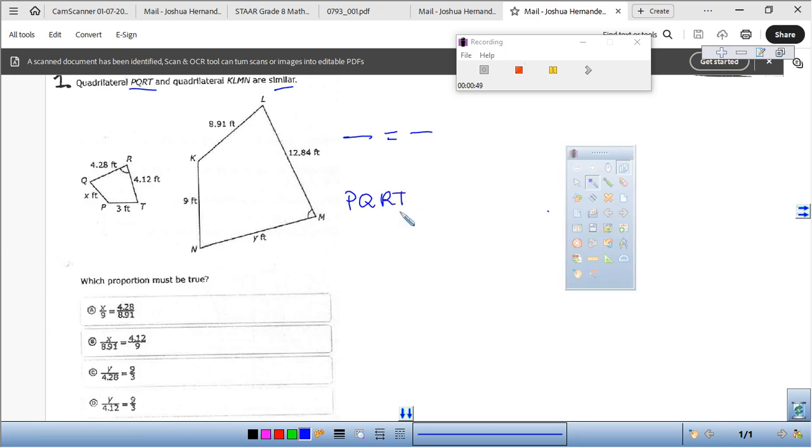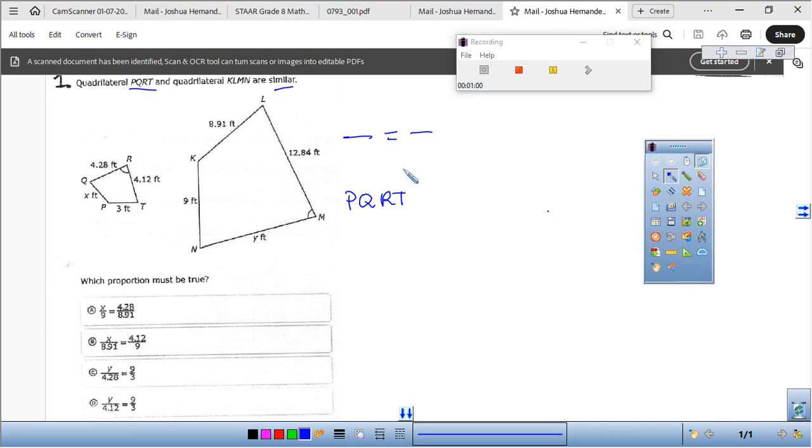PQRT is a triangle, or one of these quadrilaterals, or what are they called? Trapezoid. So we're going to set this one up, and make sure you know that this quadrilateral is going to be set up over here on this side, and this one will be set up on this other side over here. Very important to look at what's going on here.